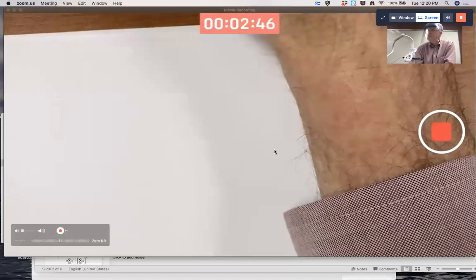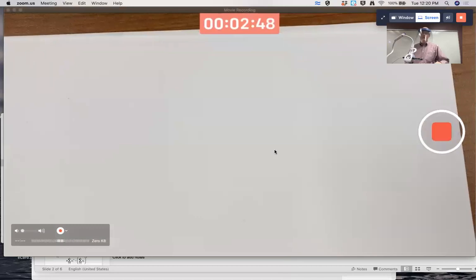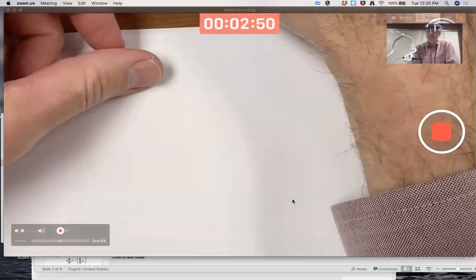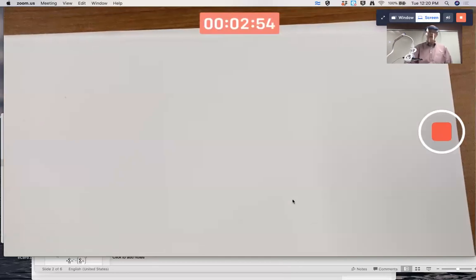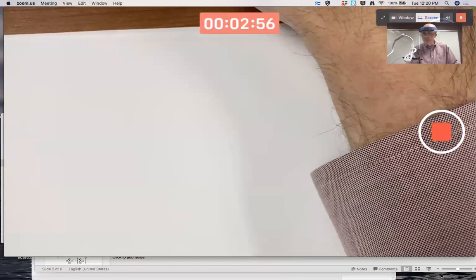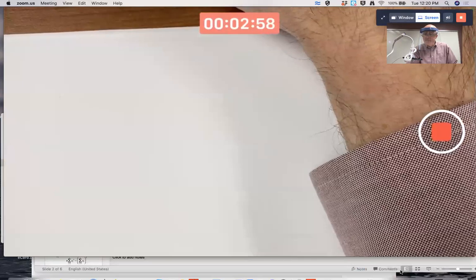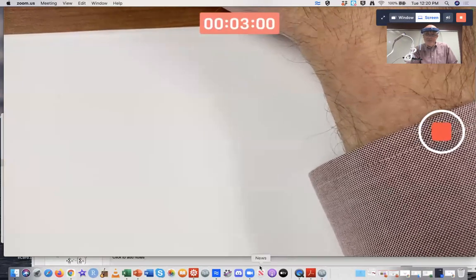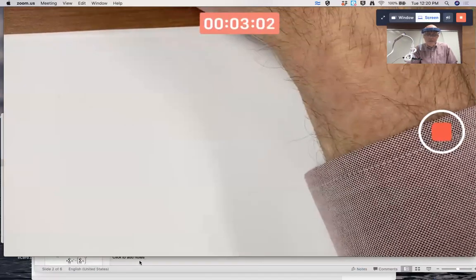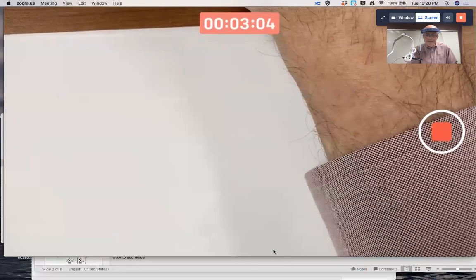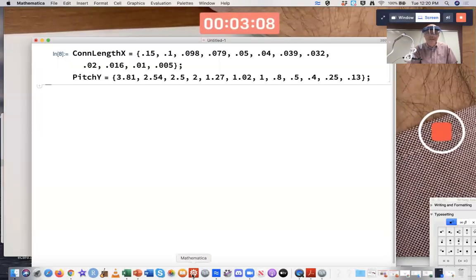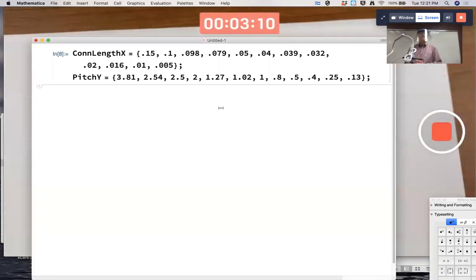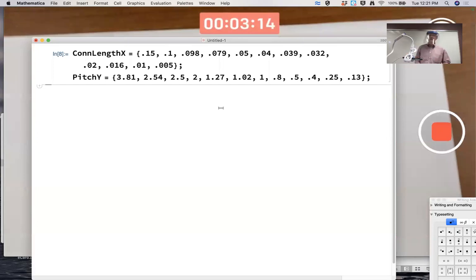Okay, so let's do that. Let's look at linear regression again. Let's actually look at the example from last Thursday in Mathematica to start with. Find my Mathematica here. The Zoom thing's in the way. Here we go. So remember, it was about connector length and pitch of computer connectors.